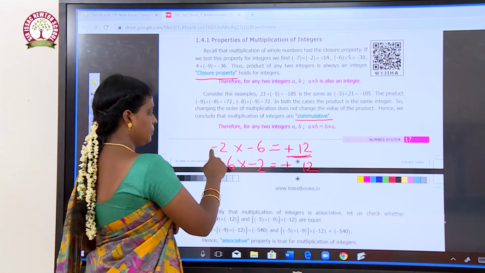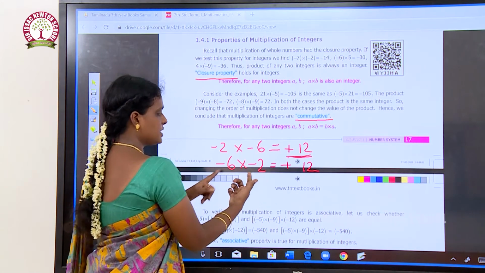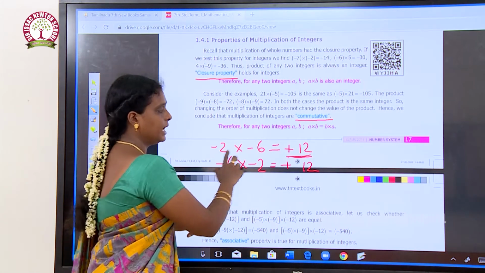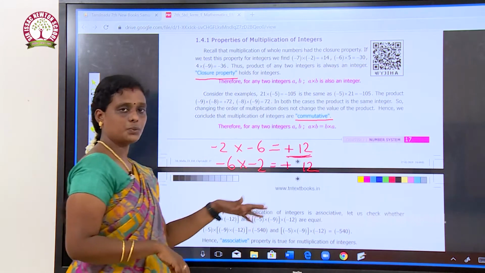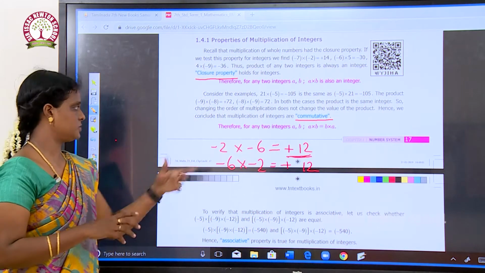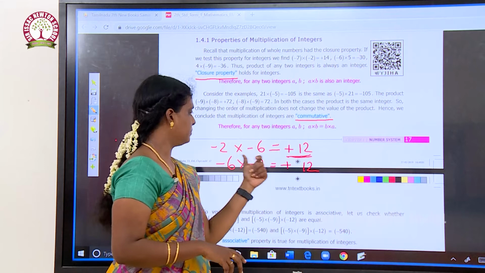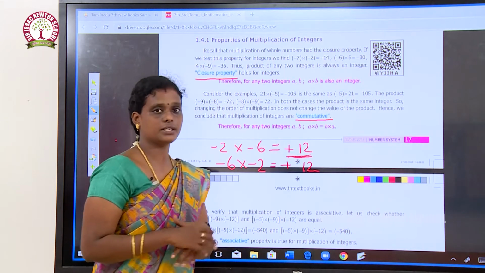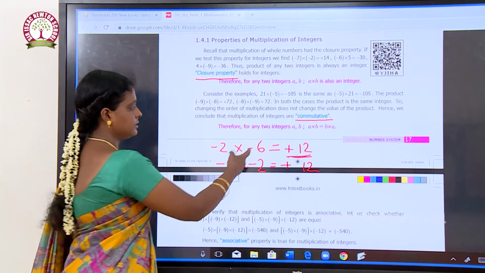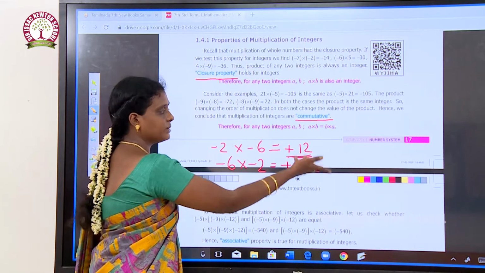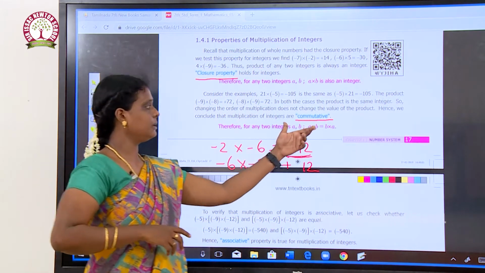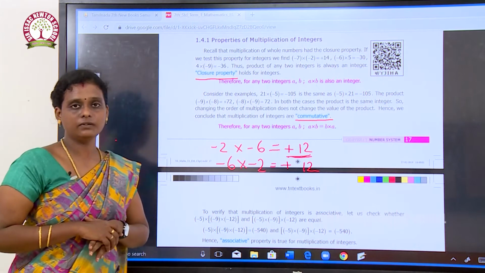See, both answers are the same. I am just changing the order, but the answers are the same. So the integers are commutative. The changing of the order will not affect the answer. That property is called the commutative property.